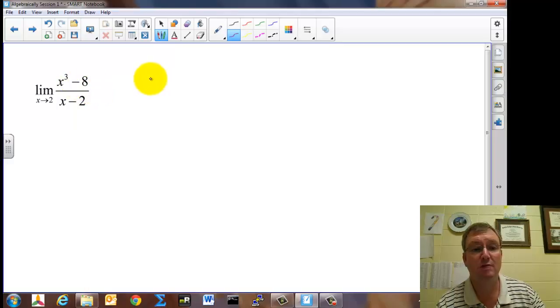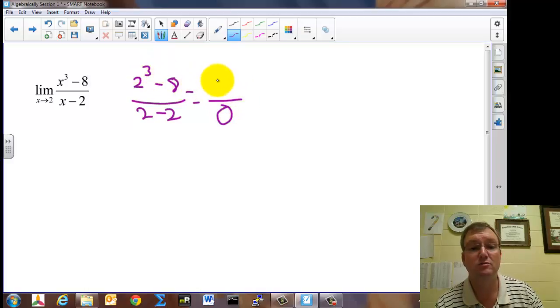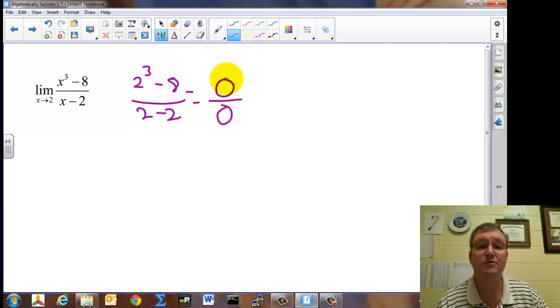So if you look at this problem, if we start off the same way, we get 2 cubed minus 8 over 2 minus 2. We immediately see 2 minus 2 as a 0. That kind of makes us think it's going to be a trouble. And 2 cubed is 8. 8 minus 8 is 0. So now we have a situation. We've got 0 over 0.